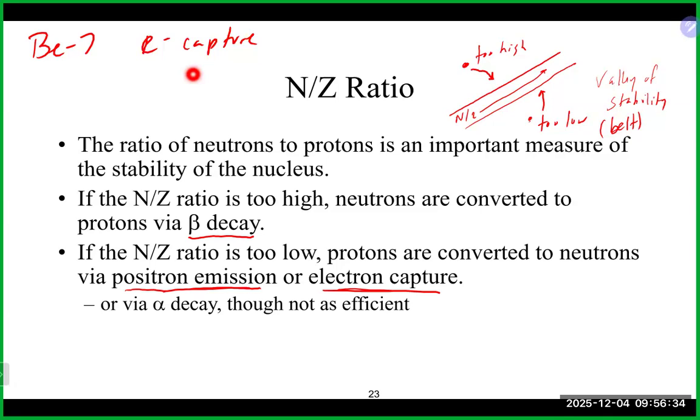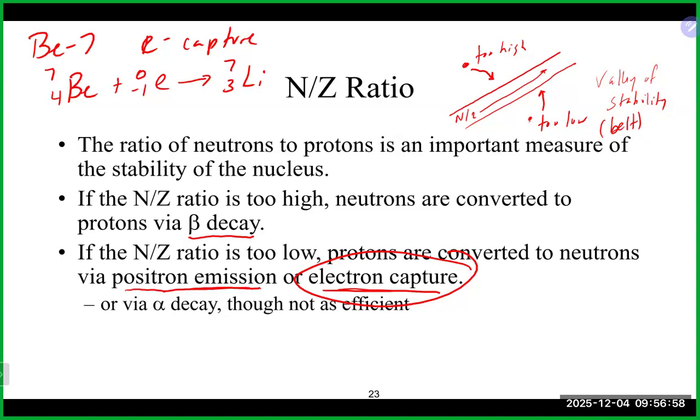And when we wrote our balanced equation, again, a reminder, we had our beryllium, which has a mass number of 7, atomic number there of 4 from the periodic table. Electron capture means that it captured an electron, so it's going to be on the reactant side. And again, when we add up our atomic numbers, that gave us our 3, which gave us our lithium, and our 7 on top. So that was an electron capture.